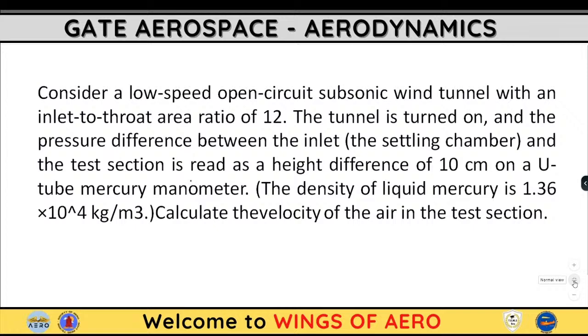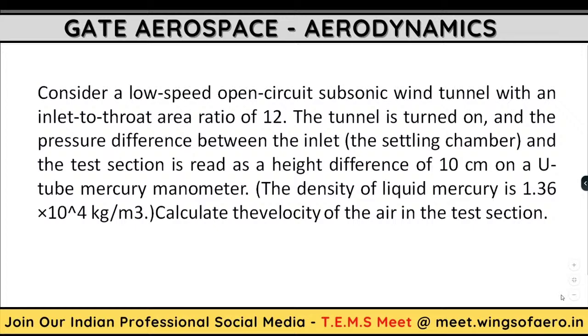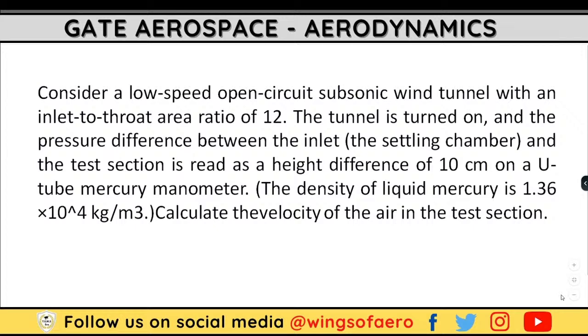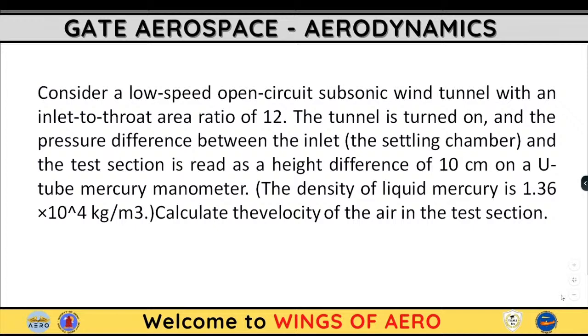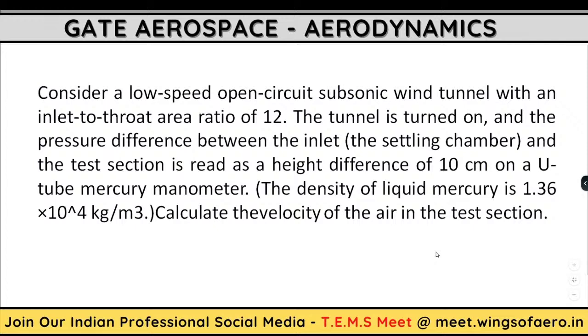Alright. Now consider a low speed open circuit subsonic wind tunnel with an inlet to throat area ratio of 12. The tunnel is turned on and the pressure difference between the inlet, that is the settling chamber, and the test section is read as a height difference of 10 cm on the U-tube mercury manometer. The density of the liquid mercury is 1.36 into 10 power 4 kg per meter cube. Calculate the velocity of the air in the test section. Okay, so this is the question we have been given.